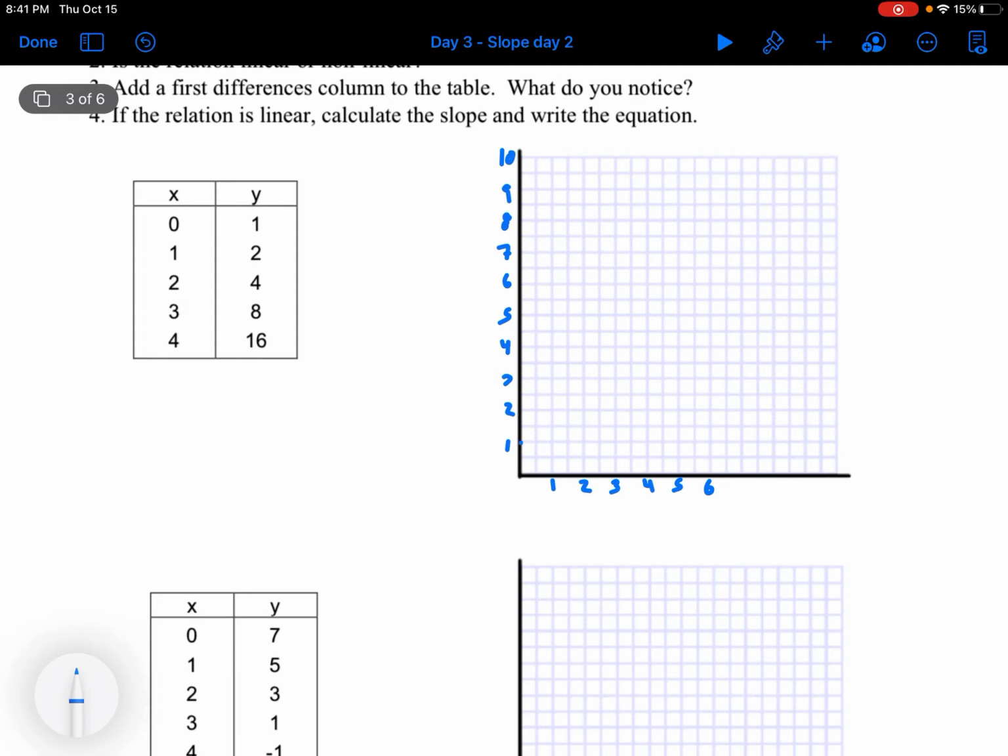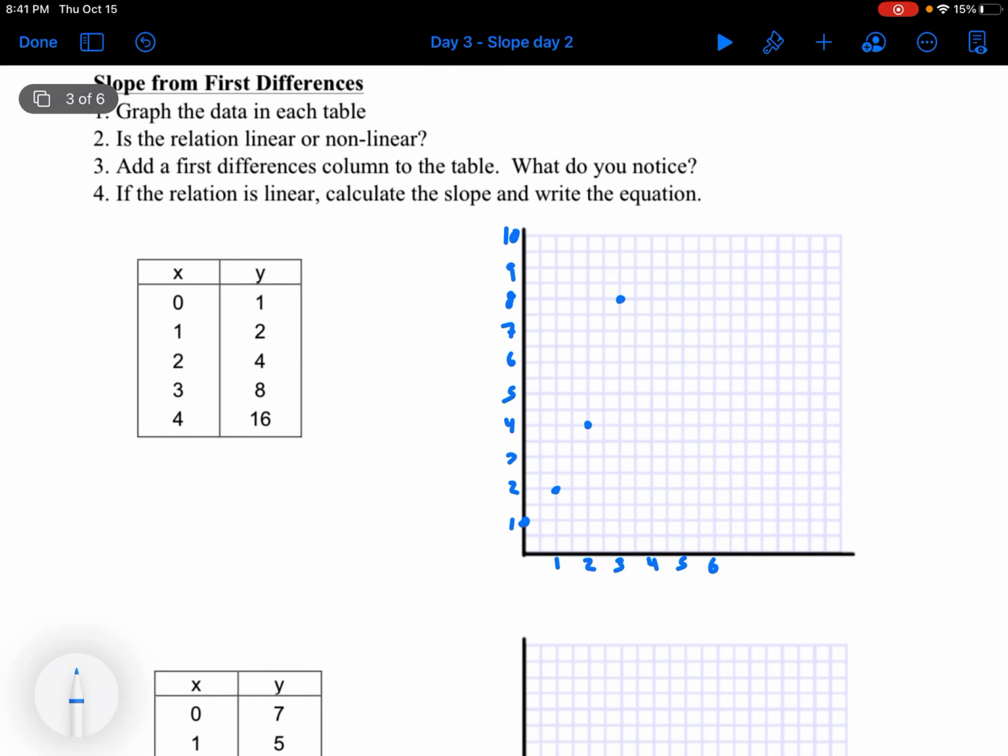So we start at 0 and 1, so 0 on the x, 1 on the y. Then we go to 1 and 2. Then we go to 2 and 4. Then we go to 3 and 8. Now what we should notice here is we're not actually going up by a constant amount. This isn't a straight line. This is a curved line. So these dots are forming a curved line, not a straight line.